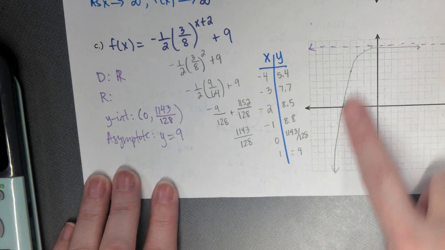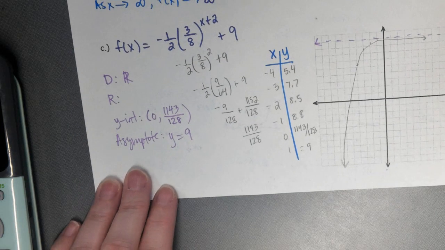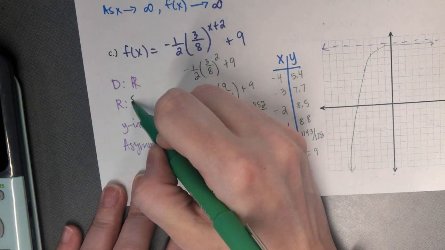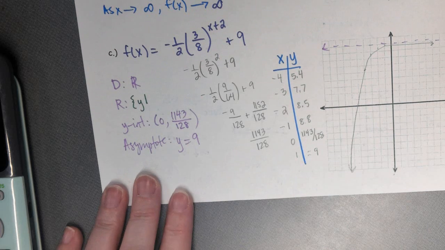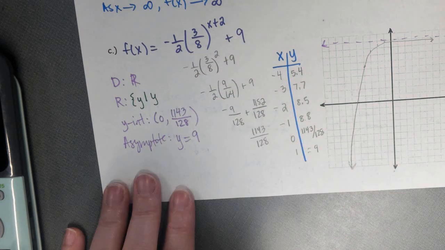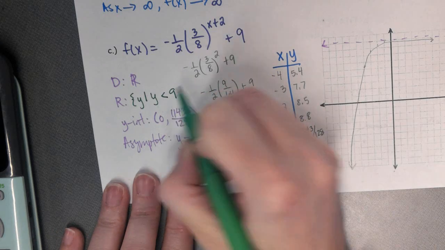Now, because this is underneath the asymptote, this is decay, right? Your range is going to look a little different. This is going to be y such that y is, yes, less than 9.